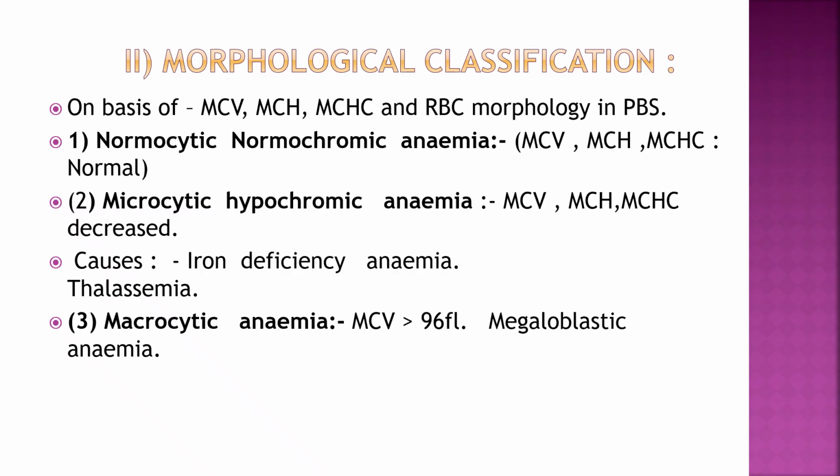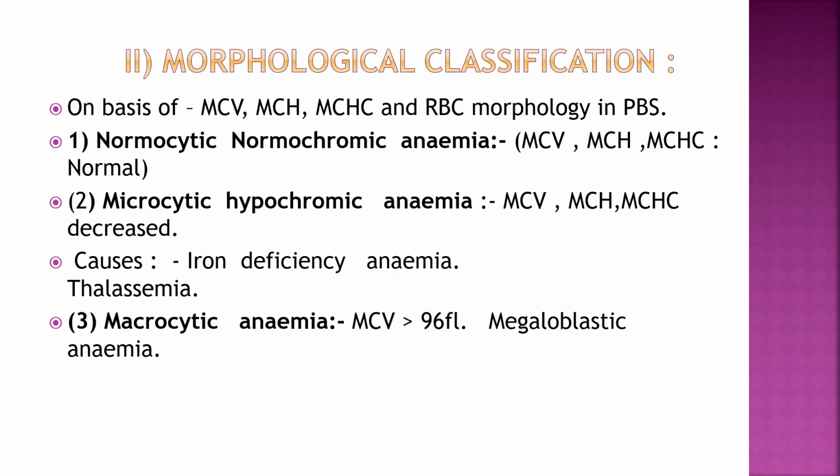In that, MCV, MCH, MCHC all are decreased, and in PBS we can see smaller size of the RBCs, that is microcytosis, and less concentration of hemoglobin, that means less redness to the red cells. So it is called hypochromia. The causes for this condition can be iron deficiency anemia, sickle cell anemia, thalassemia.